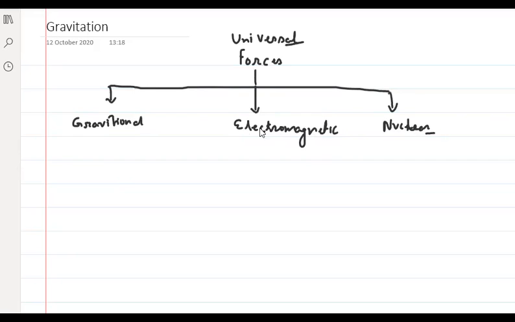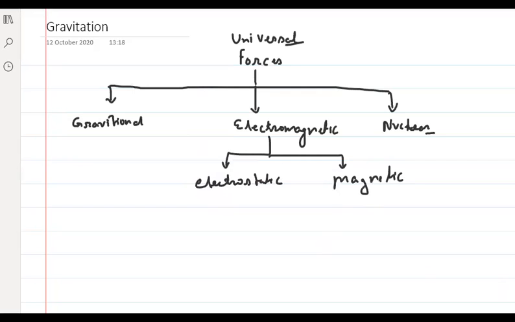Now when we talk about gravitational force and electromagnetic force, electromagnetic force is further divided into two types. One is electrostatic force, and the other is magnetic force. Right, everyone?